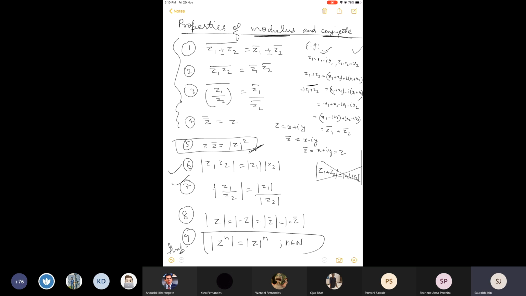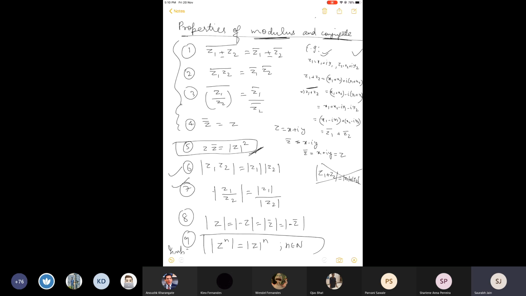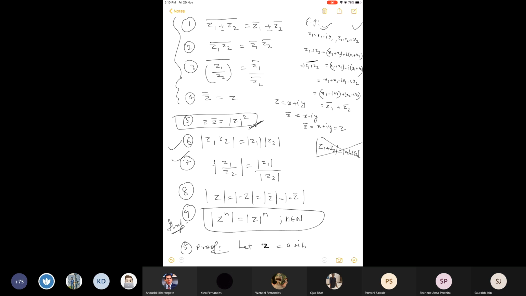So quickly, just go through the properties. First, second, third: conjugate is getting distributed. Fourth one: take conjugate 2 times, you will get the complex number. Sixth and seventh are properties of modulus but similar to second and third. Eighth property: modulus of z, minus z, z bar and minus z bar are all the same. Fifth property: z into z bar is mod z square. And finally this ninth property: mod of z to the power n is mod z to the power n. Based on this, we are going to solve some questions now.